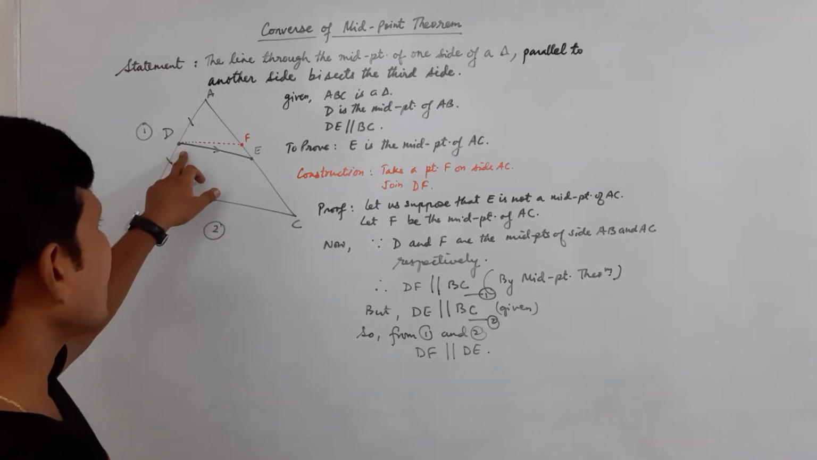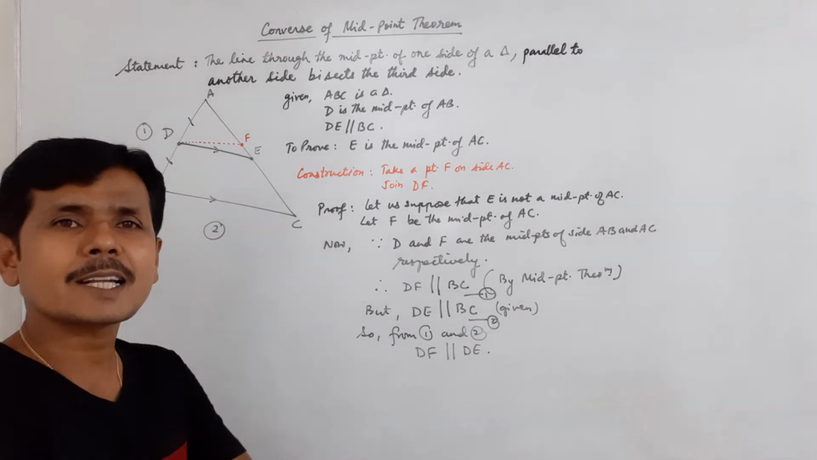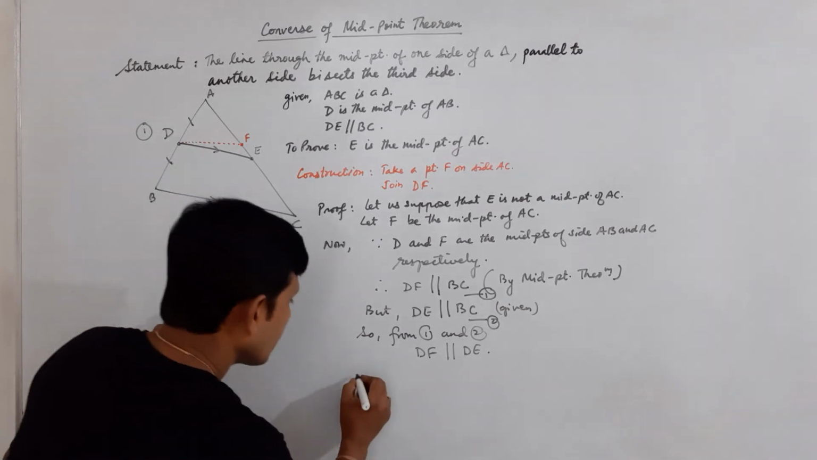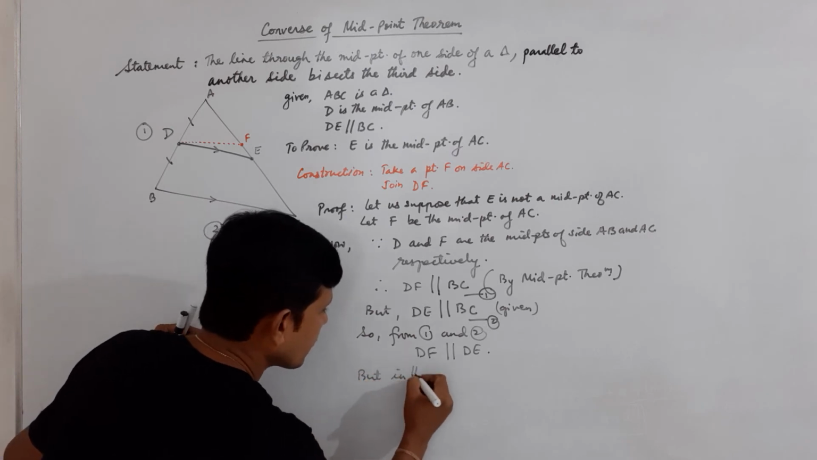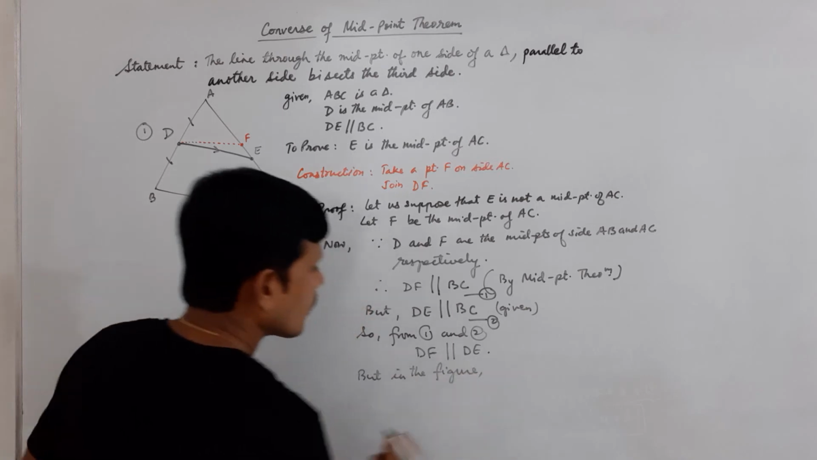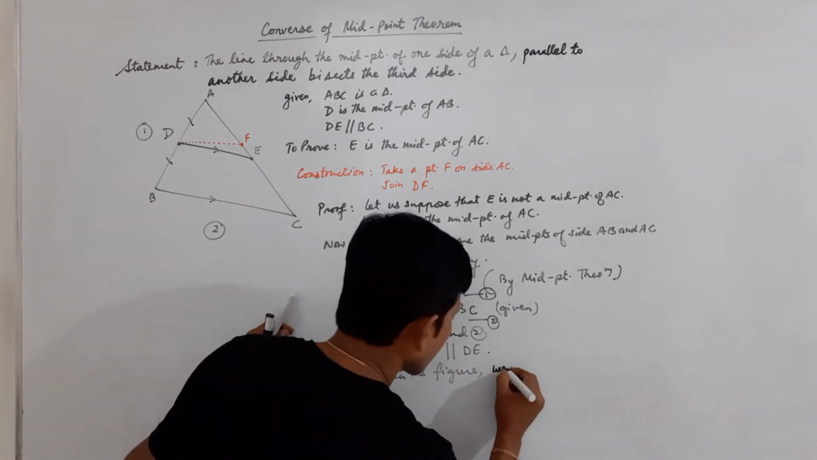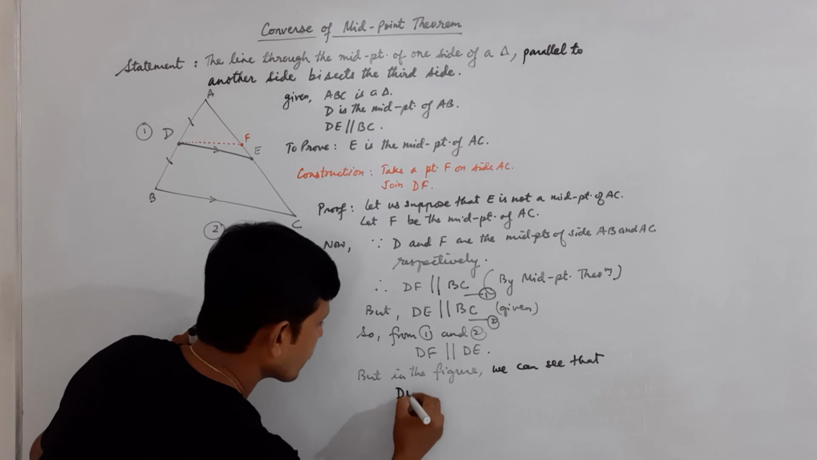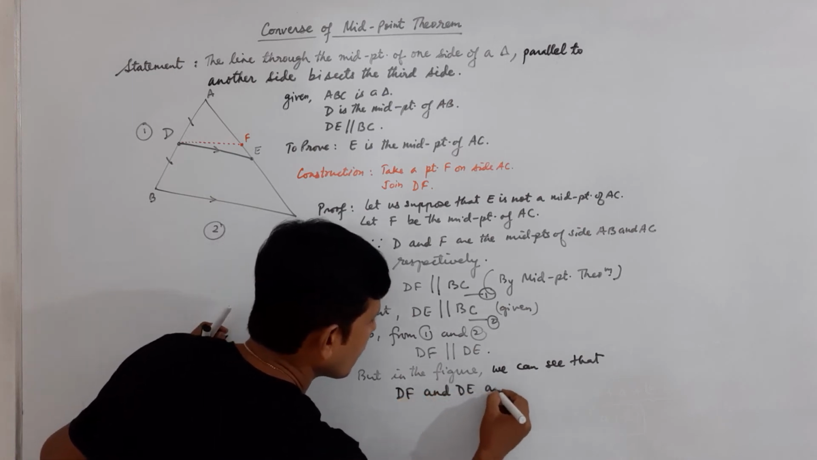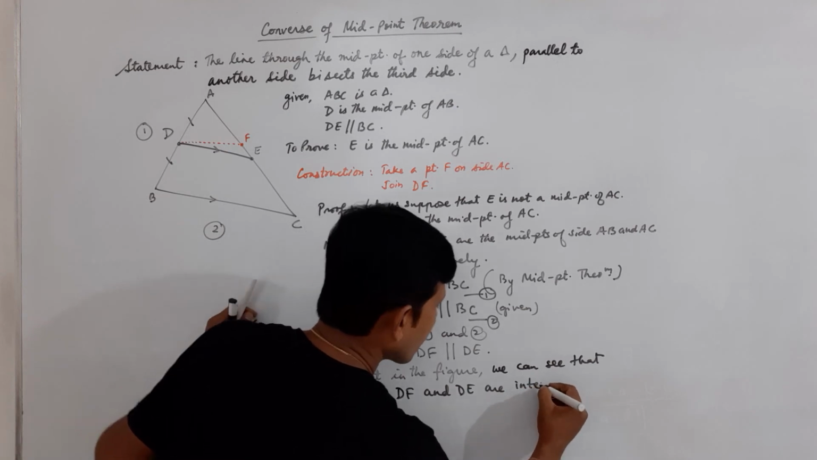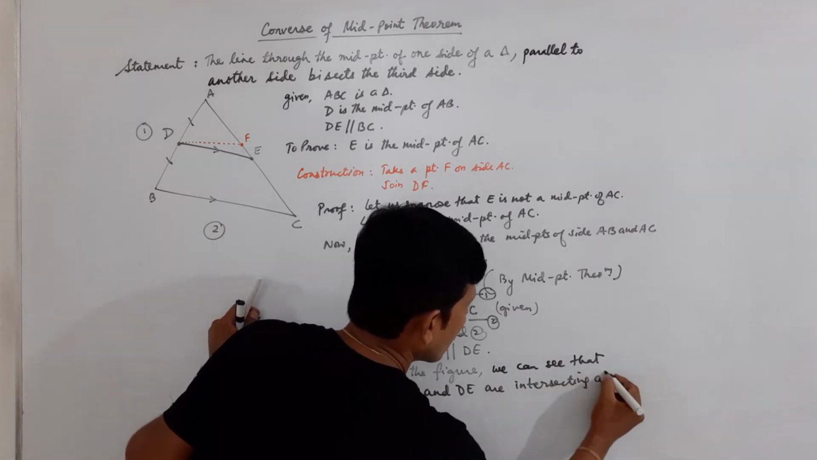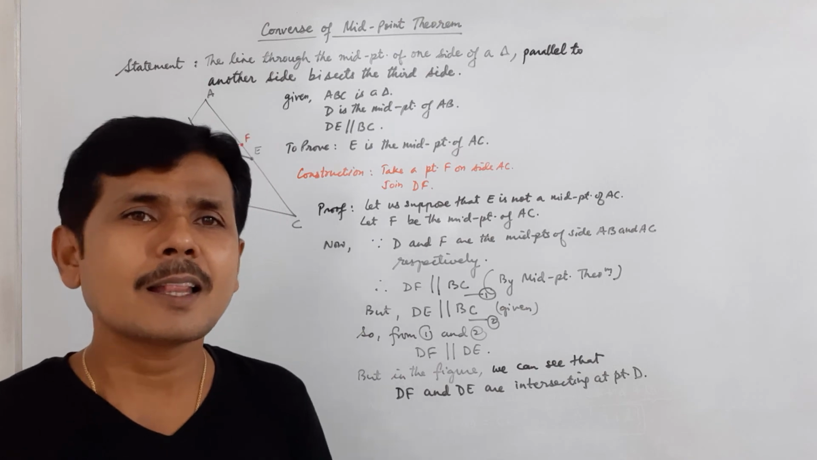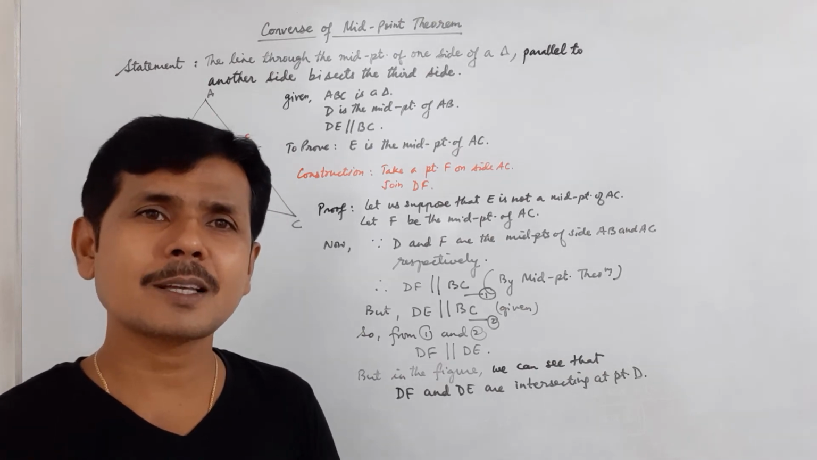But we can see over here that DF and DE are intersecting at point D. Okay, in the figure we can see that DF and DE are intersecting at point D, and we know that two parallel lines never intersect. So our assumption is wrong.